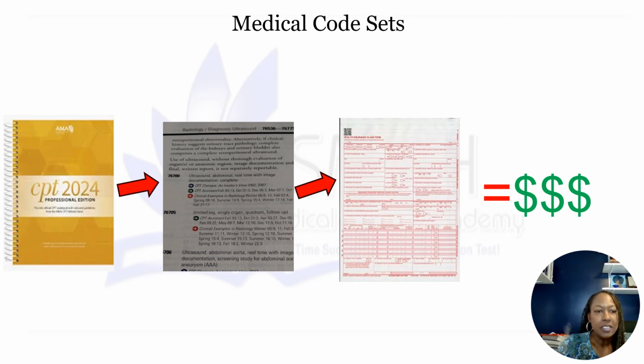So in this instance, we chose our code from the index. We landed on 76700. That information now goes on to our CMS 1500 claim form along with the actual diagnosis. That gets transmitted to the insurance company in the hopes that it returns to us as reimbursement. And when I say us, I mean the provider or healthcare provider.